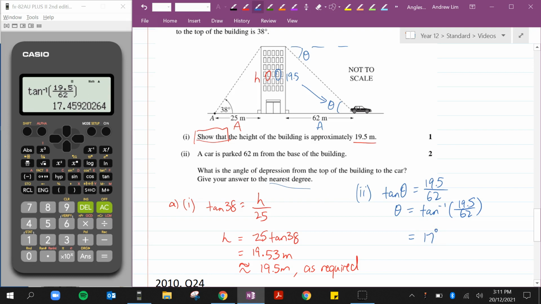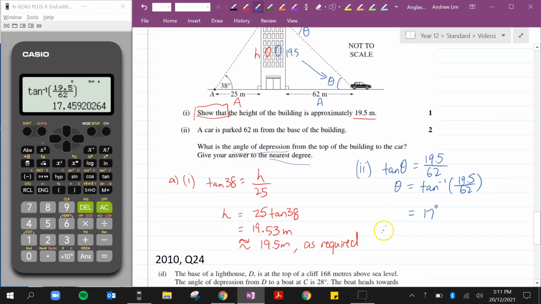And I'm just going to write a concluding statement because it says angle of depression. Therefore, angle of depression is 17 degrees.